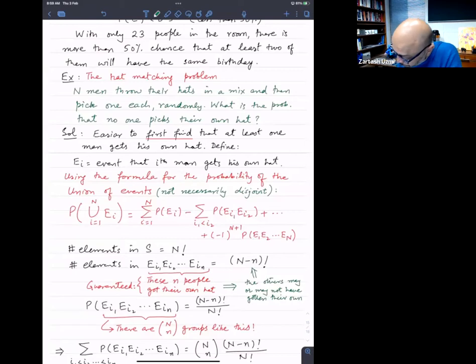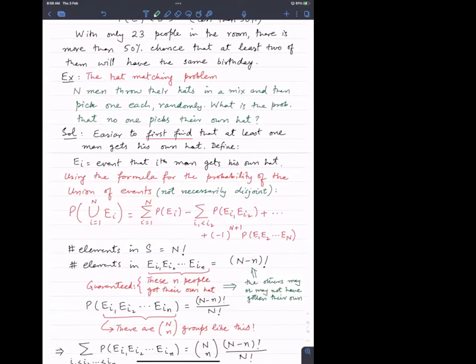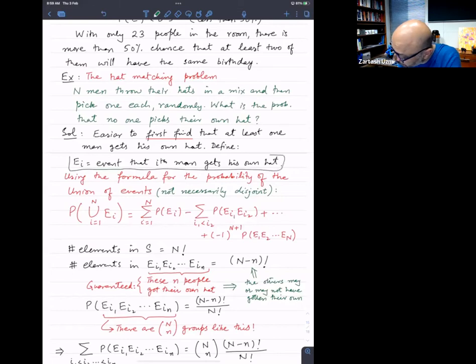इस तरह से किया है. ठीक है, got it. सबसे पहले ये देखें कि EI क्या चीज है. EI is the event. ये मैं इसको जो है ना ये सर्कल कर रहा हूं. EI is the event that ith man gets his own hat. ith के पास अपना हैट आ गया उसके, ठीक है. So the event E1 would be that the first man got his own hat. I don't care about the others. ठीक है, I don't know about the others, but the first guy got his own hat.